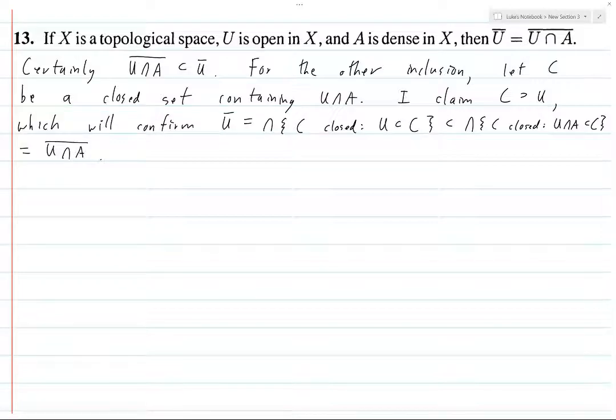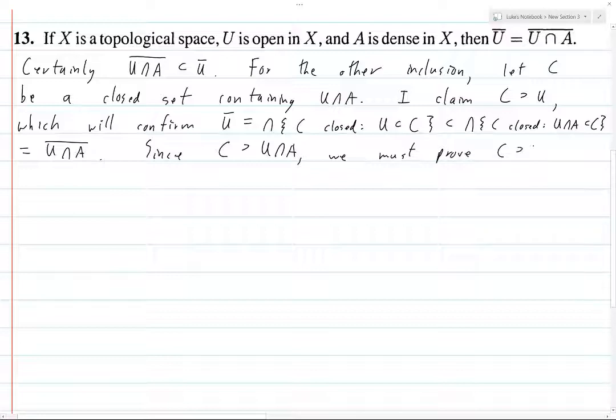So now what? We must prove that C is contained in U set minus A. Right. Okay, so I claim that C contains U. Since C contains U intersect A, we must prove that C contains U set minus A. Because if C contains both U intersect A and U set minus A, then it contains all of U.